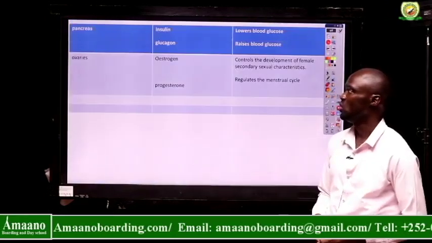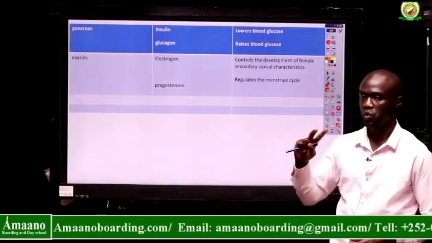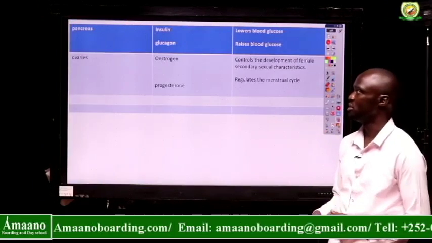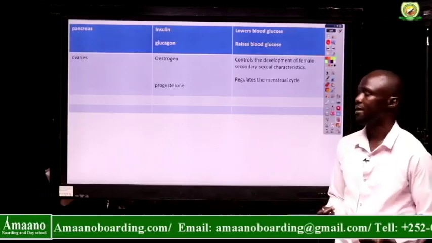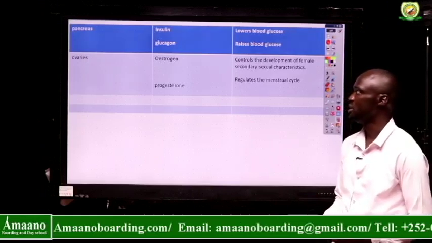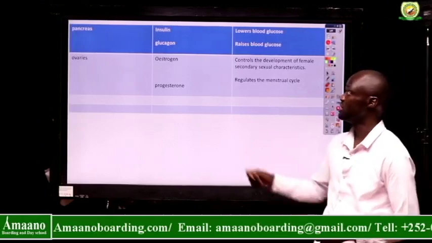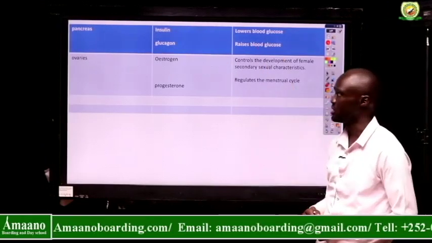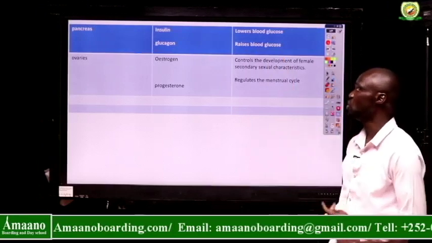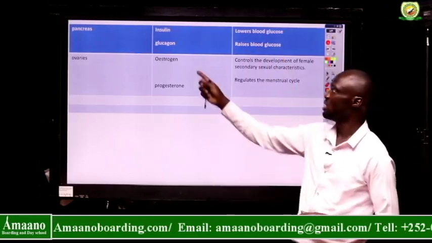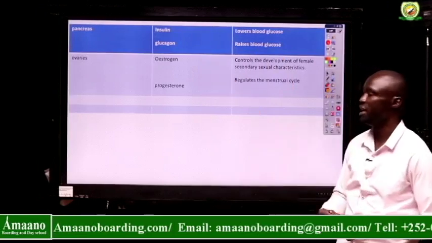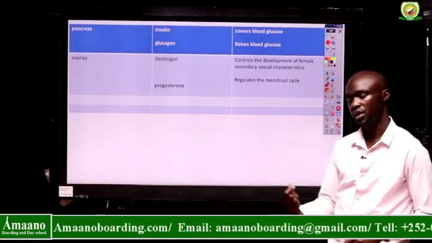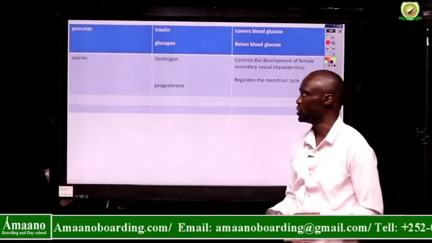Then lastly, we have the pancreas, which produces 2 hormones. This pancreas is both endocrine and exocrine, because it can produce a secretion like pancreatic juice, and at the same time it is producing hormones, insulin and glucagon. Insulin lowers the blood glucose level by converting glucose to glycogen. Then glucagon hormone, this one raises the blood glucose level by converting glycogen back to glucose.